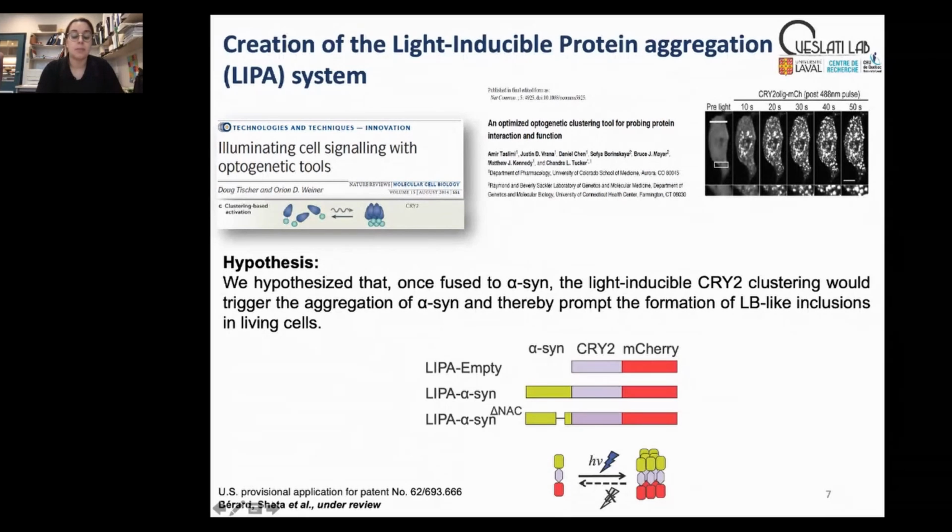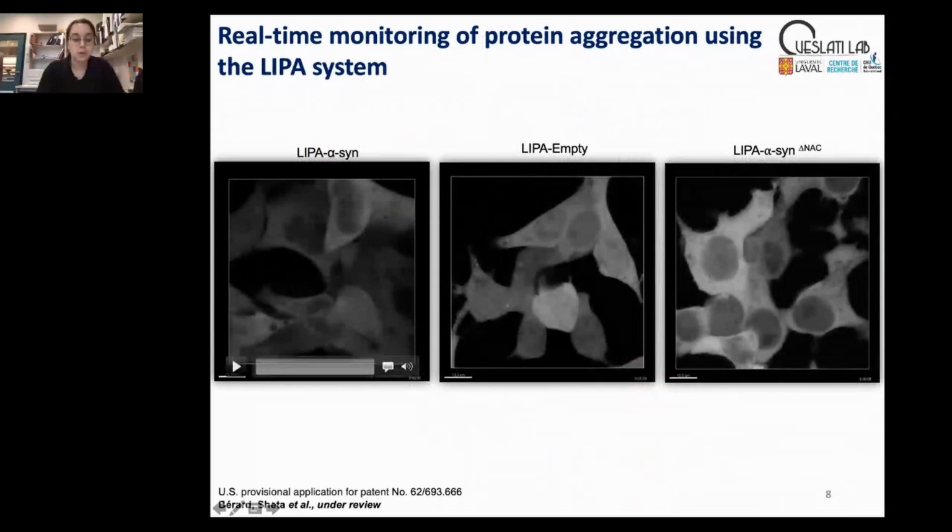As I've mentioned, upon exposure to blue light, this allows for the clustering of the Cry2 system bound to our alpha-syn. And notably, it's reversible. Upon inhibition of light, this system should be reversible. So here I would like to share with you some videos of live confocal imaging demonstrating the use and the real-time monitoring of protein aggregation using our LIPA system.